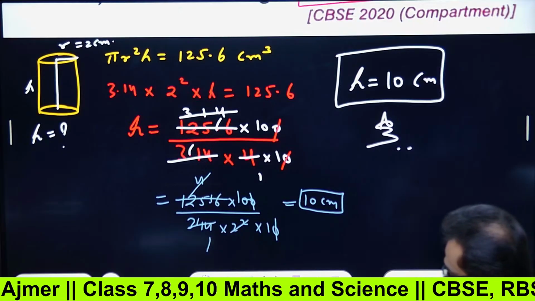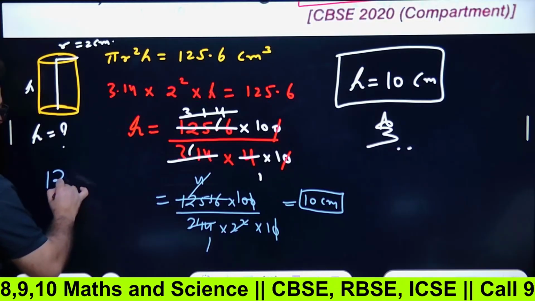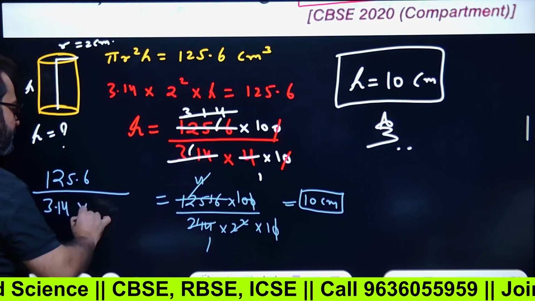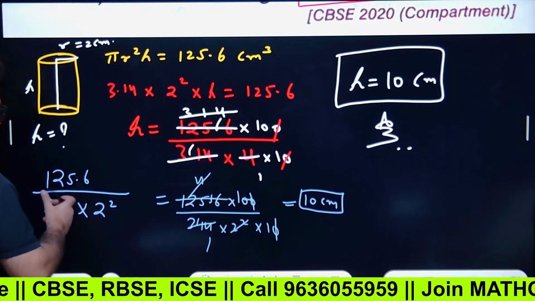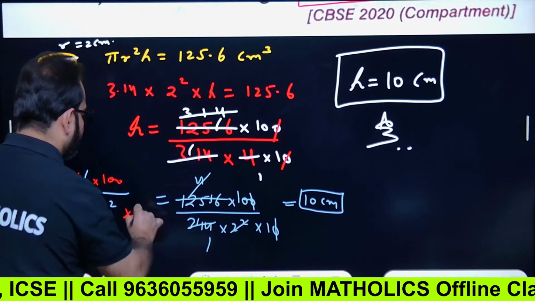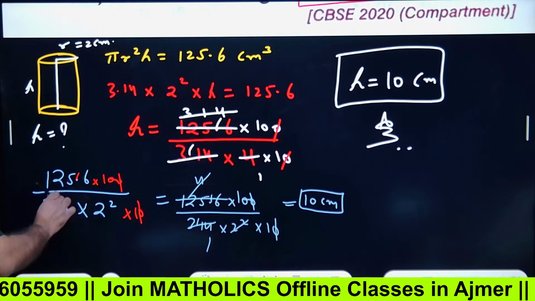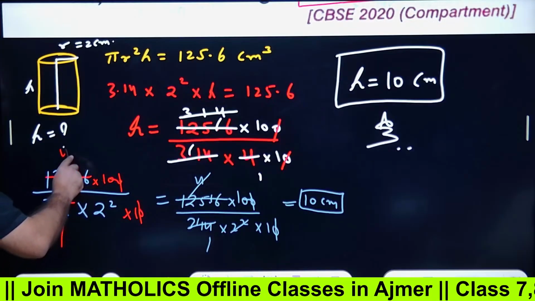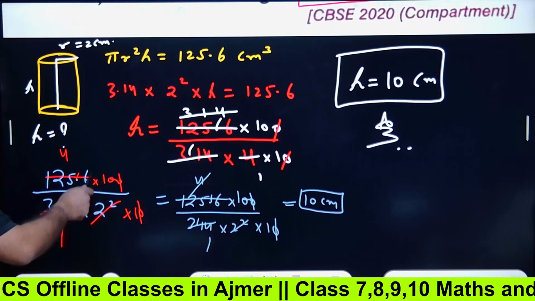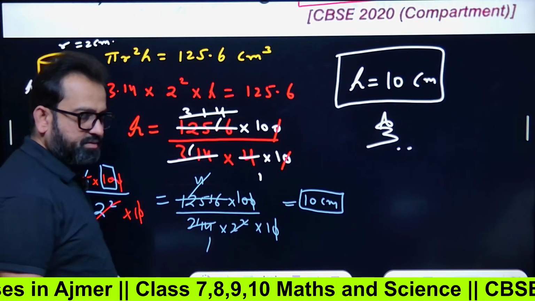See, last step is this. This is actually 125.6 upon 3.14 into 2 square. So if this point goes, it will be 100 on the upside. If this point goes, it is 10 on the downside. This 0 and 0 got cancelled. This 314, if you multiply by 4, you will get this. You can check. Okay. That's what I said. And this is 2 square, 4, 4 and 4 cancel. Only remaining will be this 10. This is what I said.